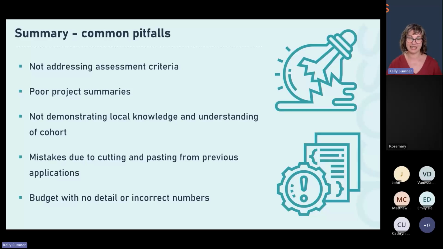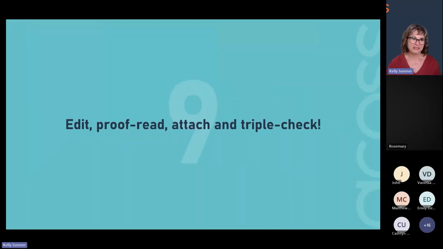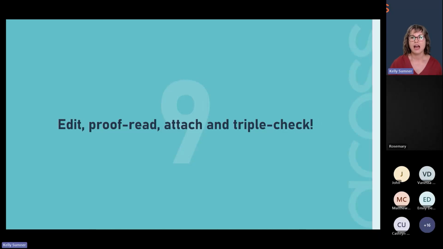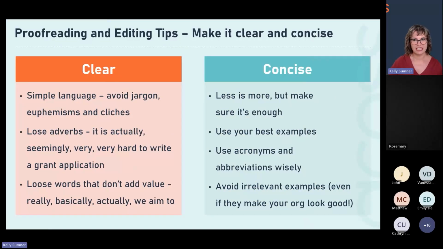The number of applications that come through where the location is wrong or the numbers in the budget are wrong, those sorts of things, is surprisingly high. And do get someone other than you to double check that your budget adds up, because that's another one. You'd be surprised how often applications go into funding bodies and the total in the budget is not actually what you get if you add up all of the line items. This takes us to our final or penultimate point, which is to edit, proofread, attach and triple check before you submit anything. In terms of proofreading and editing, we've got a few key points here.